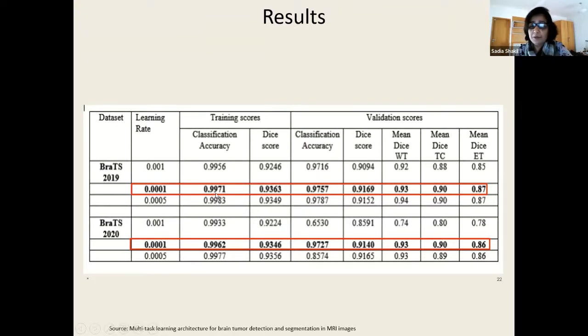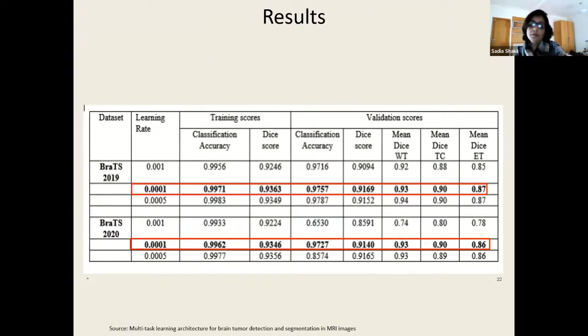We have 99.71 accuracy, 93.63 score for DICE score. And then we have DICE scores for different parts of the brain tumor, like whole tumor, tumor core, and enhancing tumor. And all of them are giving the best results that we are obtaining. We are actually reporting that. And the same thing is true for BRATS 2020 also.